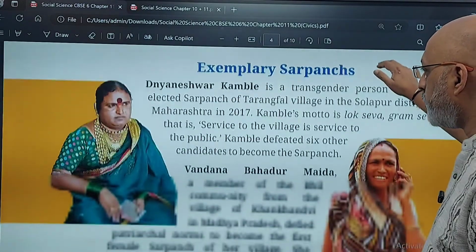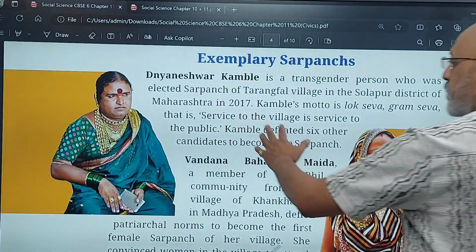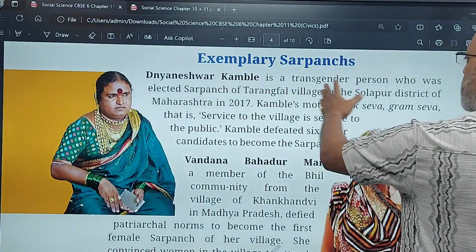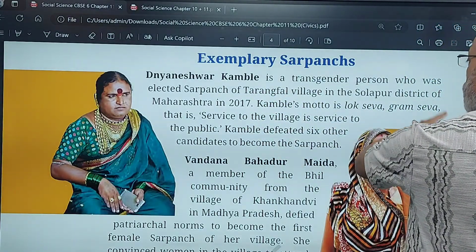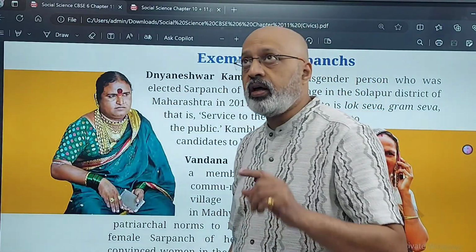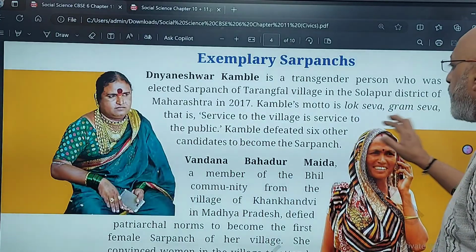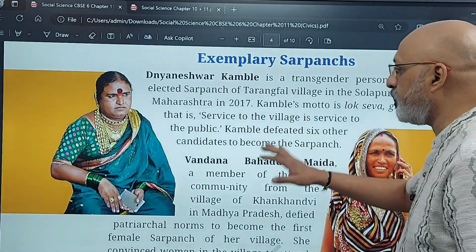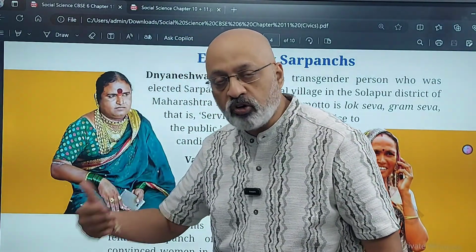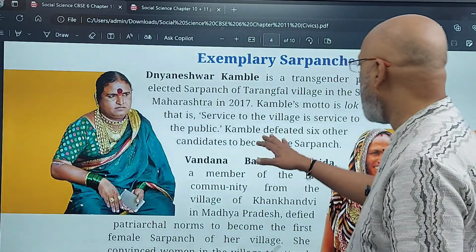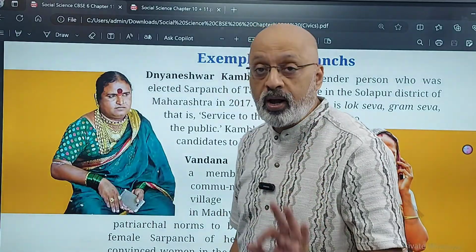Okay, now we will read about 3 people who have done some very good work. Now this particular person is Dhyaneshwar Kamble. She is a transgender person who was elected sarpanch of Taranwal village in the Sholapur district of Maharashtra in 2017. I remember going to Sholapur almost 15 years back. Kamble's motto is Lok Seva, Gram Seva, service to the village and service to the people. She's from Sholapur district, so she's one of the sarpanches, and she's a transgender. Kamble defeated 6 other candidates to become the sarpanch. So she was properly elected in the election.